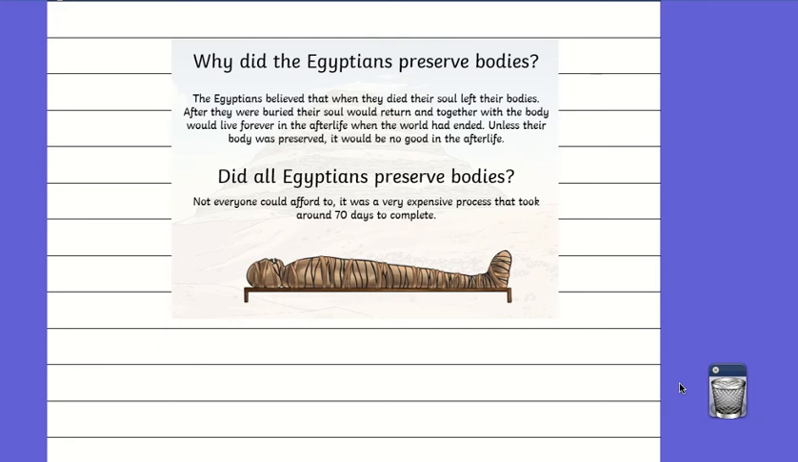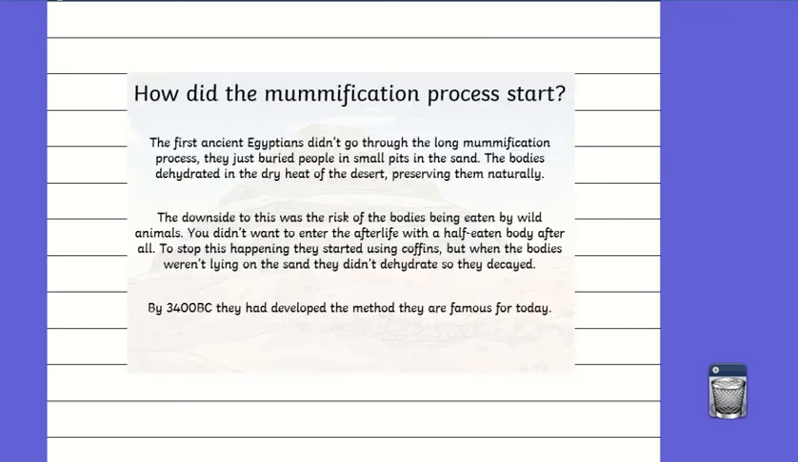Did all Egyptians preserve bodies? But it says here not everybody could afford to because it was a very expensive process and it took around 70 days to complete. So that's a really, really long time. So if you think there's either 30 or 31 days in a month, that's nearly 3 months that it takes, okay, just over 2 months to complete the mummification process.